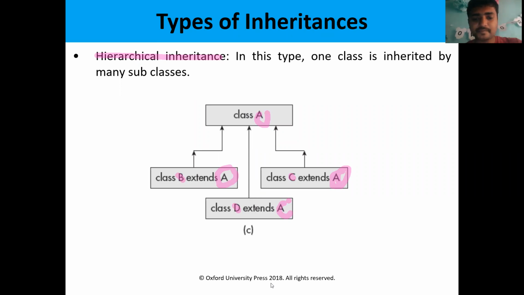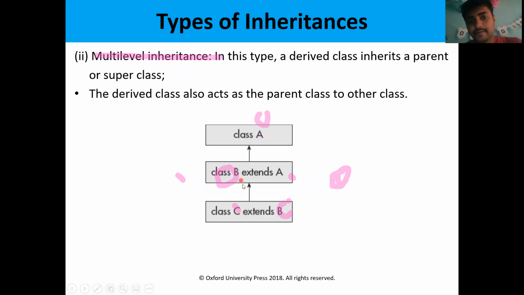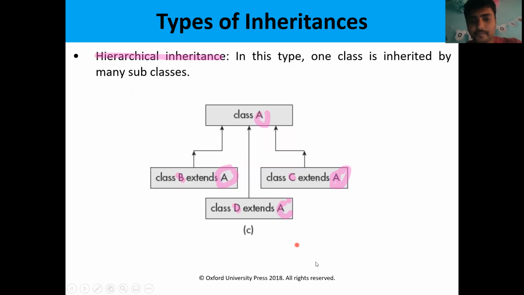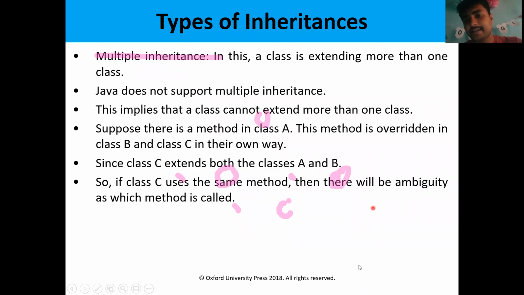But in the previous example, multi-level inheritance, B is extending the properties of A, C is extending the properties of B. That means superclasses are changing here. But in hierarchical inheritance, all the subclasses are inherited from the only single superclass A. B extends the properties of A, D also extends the properties of A, C also extends the properties from A. So this is called hierarchical inheritance.